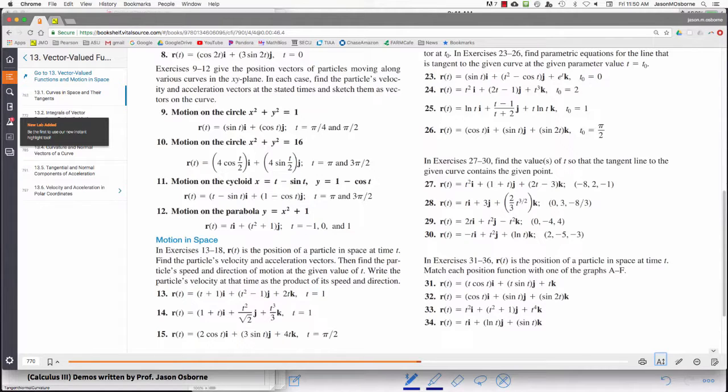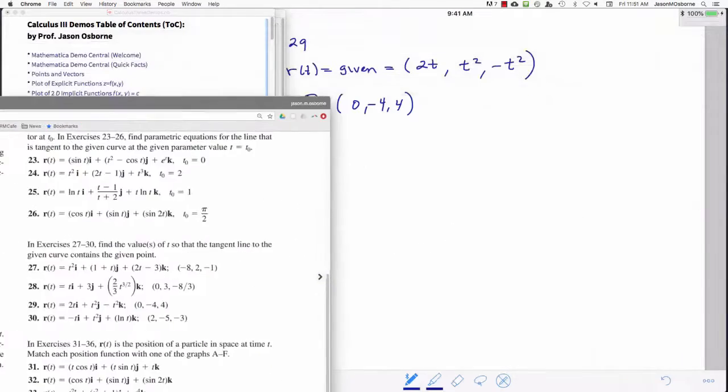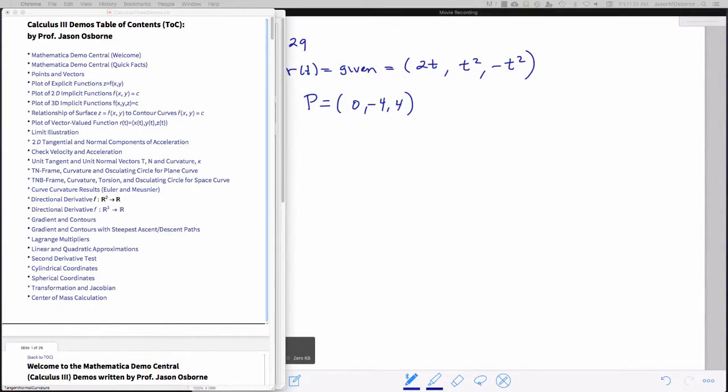We are trying to find the values of t so that the tangent line to the given curve, r of t, given as 2t, t squared, negative t squared, contains the point P equal to 0, negative 4, 4. Okay, there's our problem.